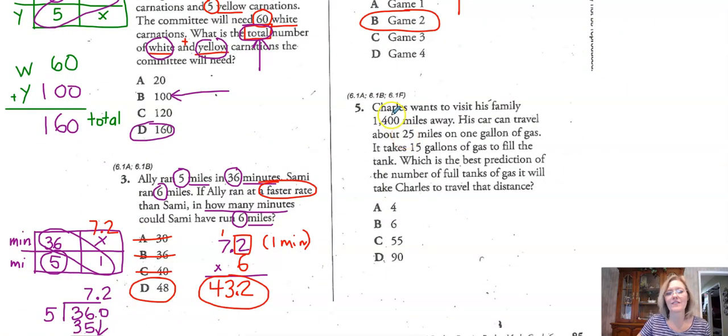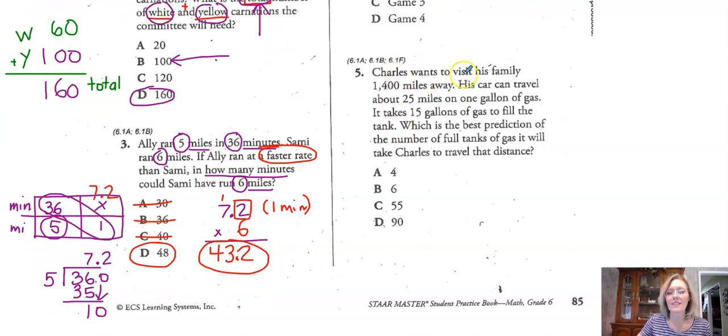Number 5. Charles wants to visit his family 1,400 miles away. His car can travel about 25 miles on 1 gallon of gas. It takes 15 gallons of gas to fill the tank. Which is the best prediction of the number of full tanks of gas it will take Charles to travel that distance?